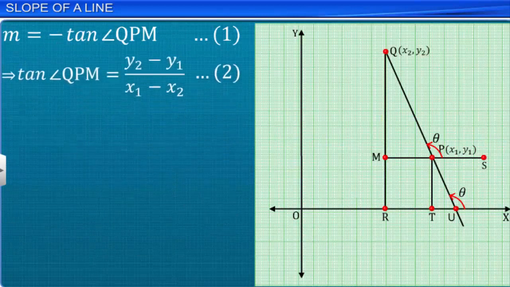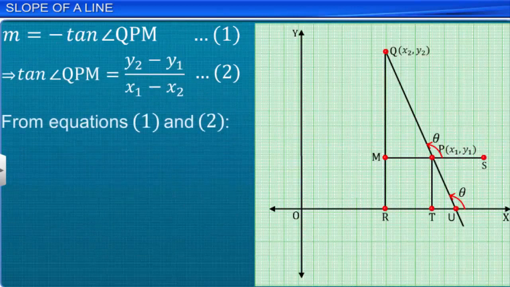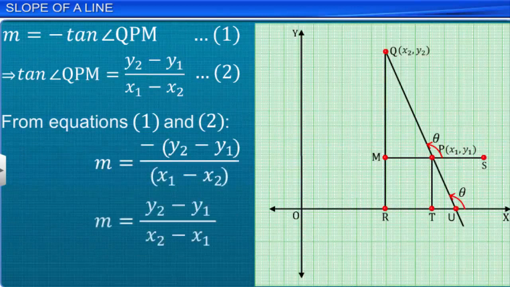From equations 1 and 2, we get the slope of the line is equal to y2 minus y1 upon x2 minus x1. Thus we see that whether the angle of inclination is acute or obtuse, the slope of a line passing through two given points is given by the same formula.